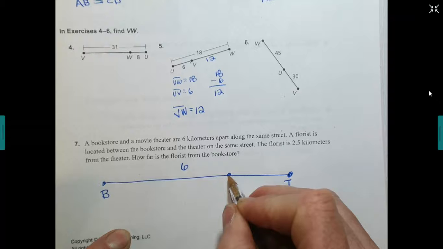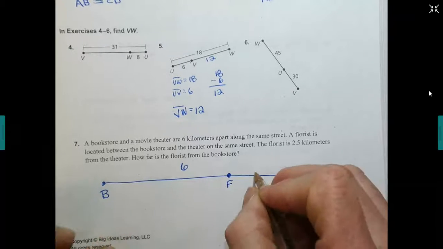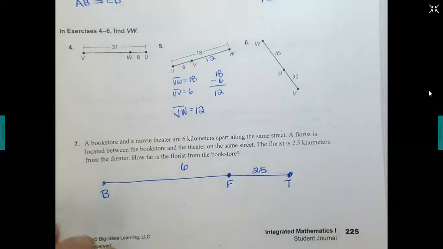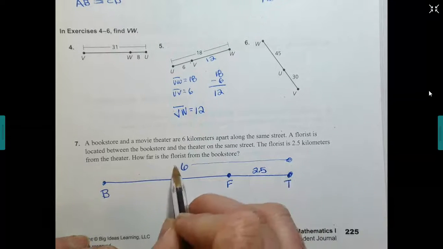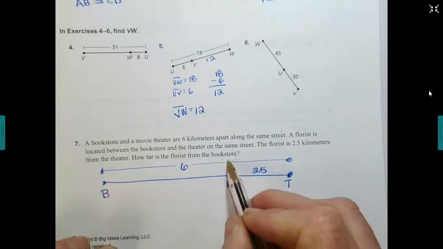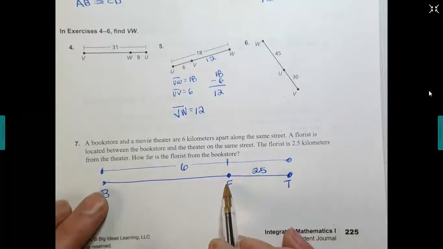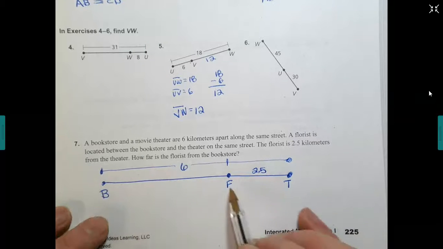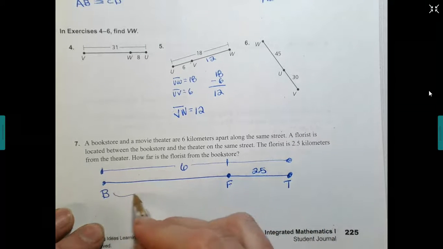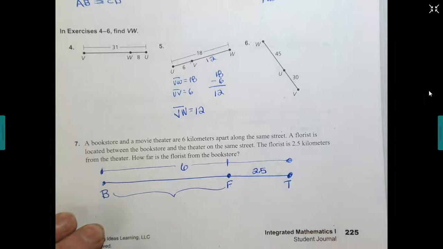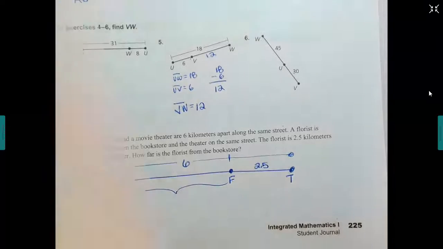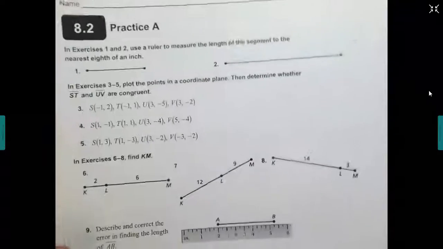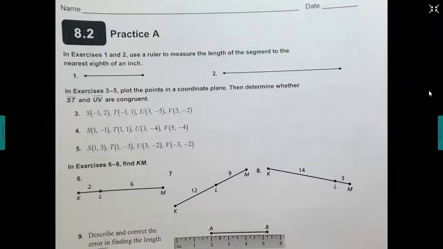So the florist is 2.5 kilometers. So 6 covers the whole thing. 2.5 covers to here. So what is this length? How far is the florist from the bookstore? So what is this length? All right, go ahead and figure that out. And then you will head on over to the 8.2 practice sheet, which you'll find in your homework, in your module, and you can complete that.